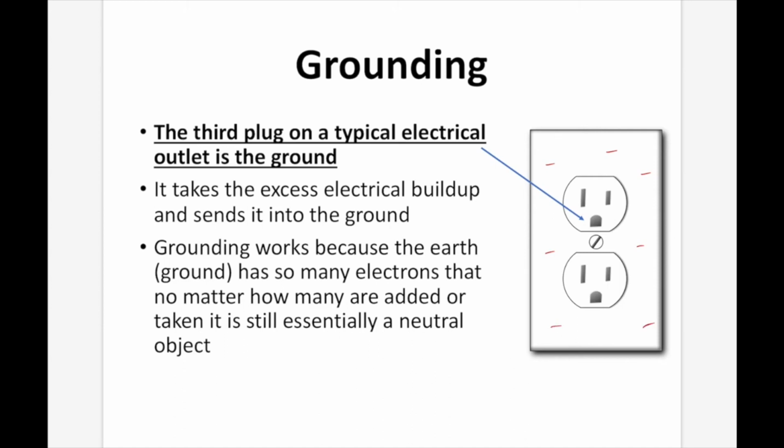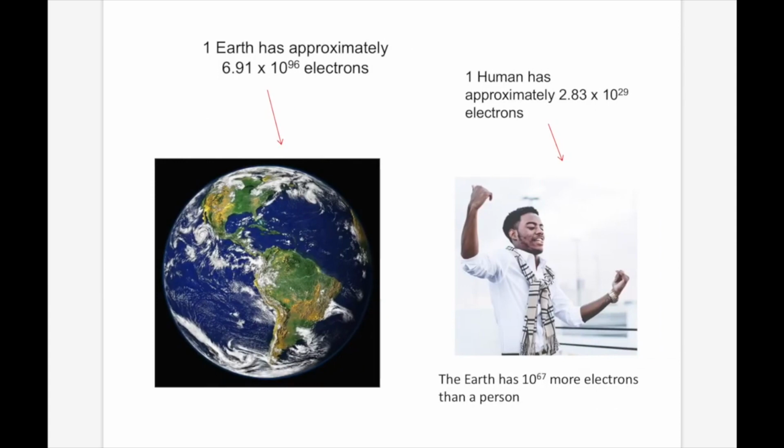Grounding works because the Earth has so many electrons that no matter how many more you add to it, it's still essentially a neutral object. And we can see that with this. One Earth has approximately 6.91 times 10 to the 96 electrons. A human has approximately 2.83 times 10 to the 29 electrons. So the Earth has 10 to the 67 more electrons than a person. So it can just accept as many electrons as we can give it.